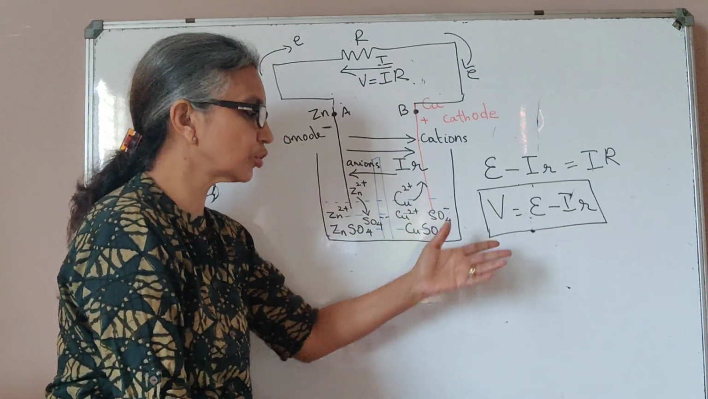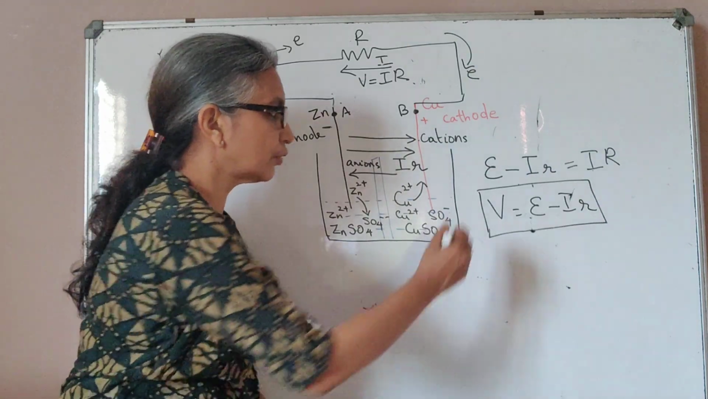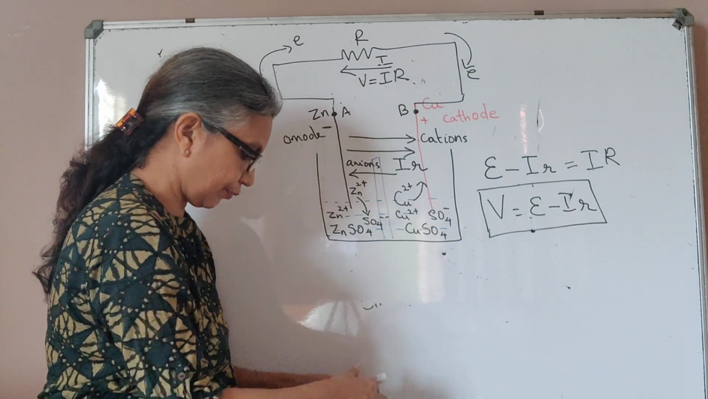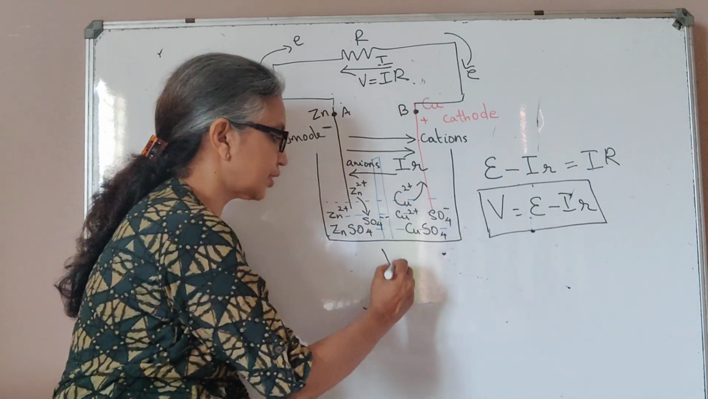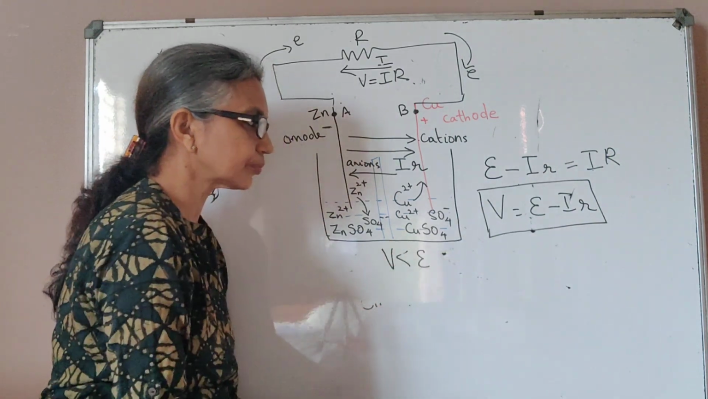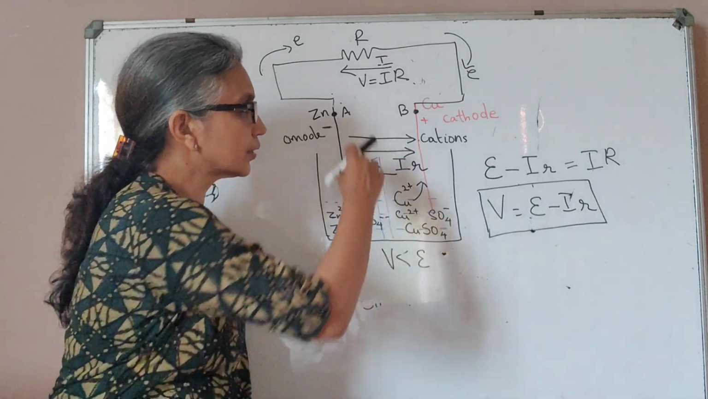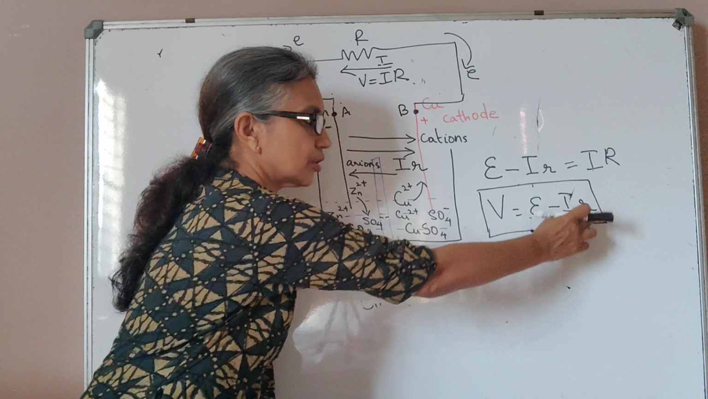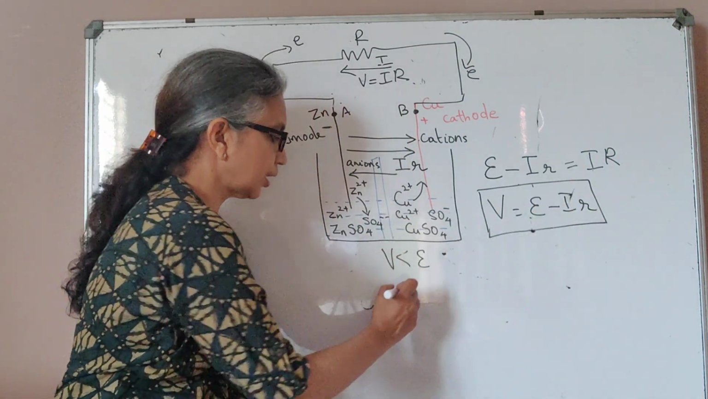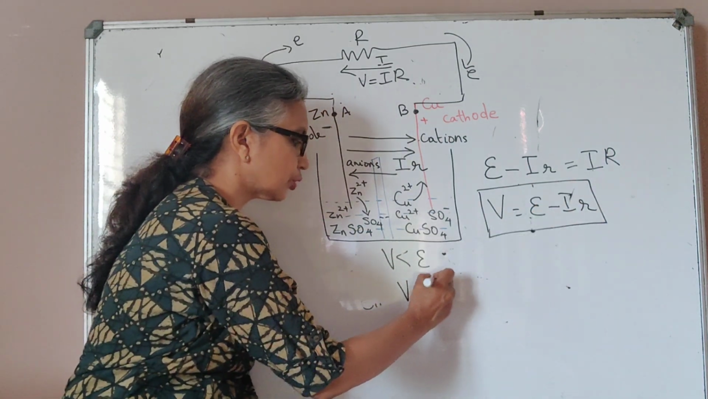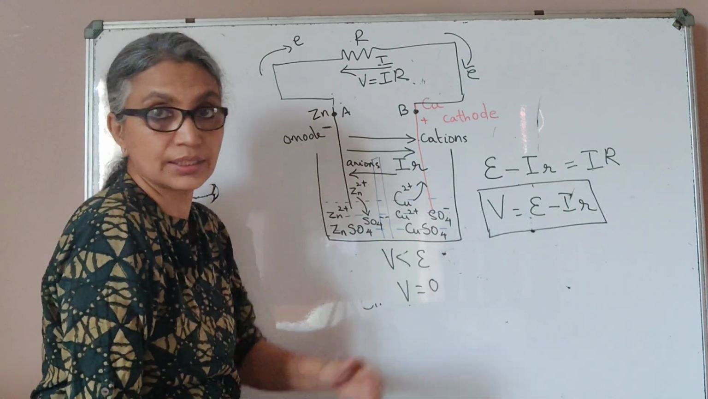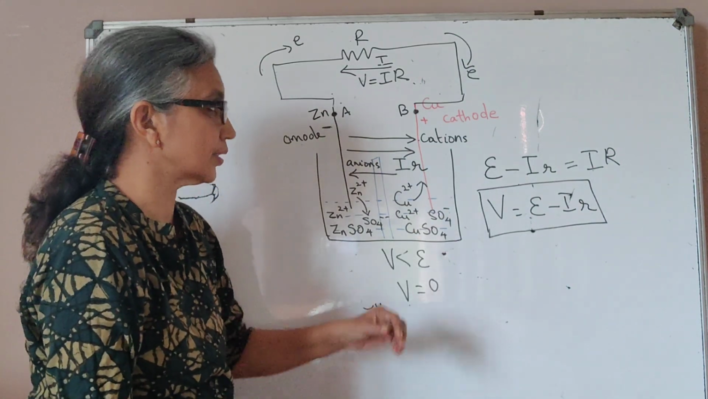Now you will see from this equation that V, the terminal voltage, must always be less than EMF. V must always be less than EMF. When it is an open circuit, there is no current. So in that case, I becomes 0. So Ir is 0. Then in that case, you can have V equal to EMF. You also can have a case when V is greater than 0. Let's see when that is.